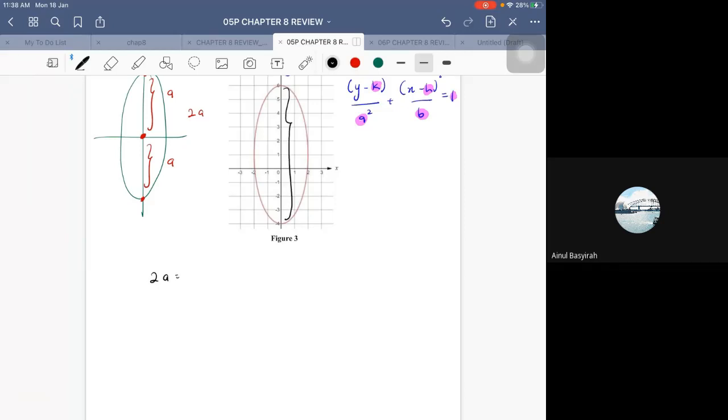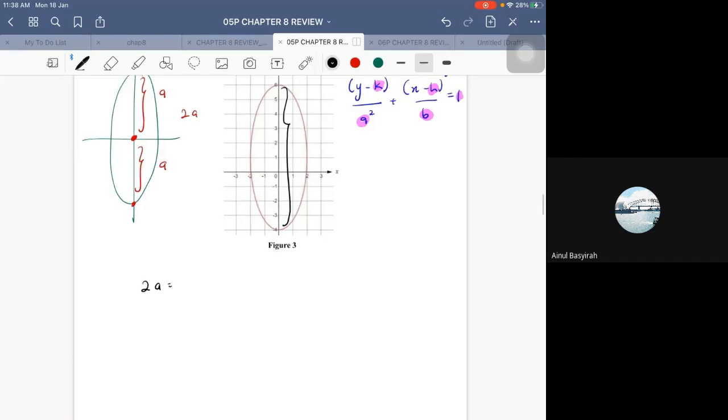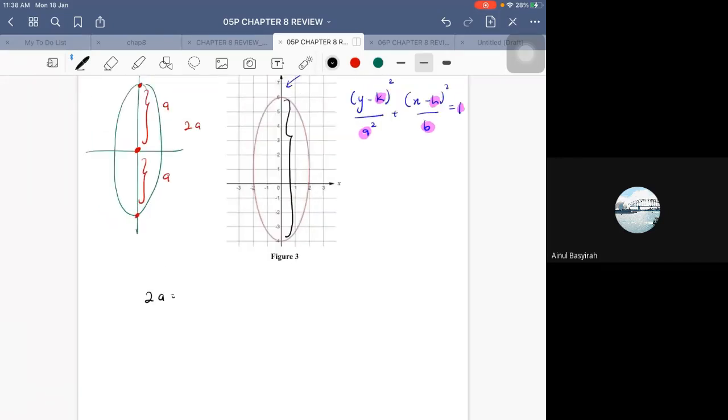Berapa unit tu? Berapa unit daripada negatif 4 sampai 6? 10. That's right. So that is 10 units. Okay, so 2A adalah bersamaan dengan 10 units. So maknanya berapa nilai A? So A adalah bersamaan dengan 5 unit. Maknanya kalau kita ambil 1, 2, 3, 4, 5. So jarak daripada vertices ni adalah 5. So dekat sini adalah kita punya center. Okay, sebab yang ni pun akan jadi 5 jugalah. So ni pun jarak dia adalah bersamaan dengan 5. So kita ada information yang pertama. So which is A adalah sama dengan 5.